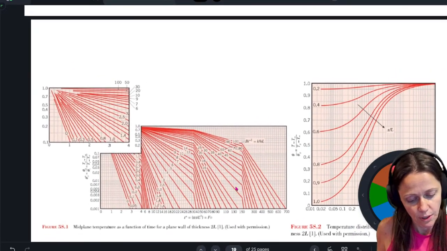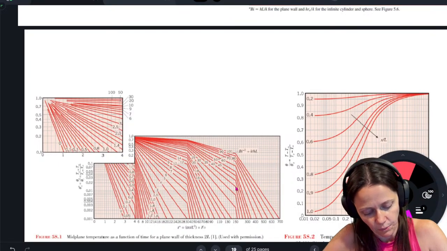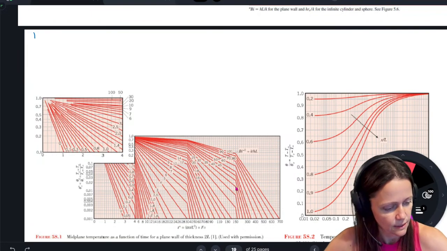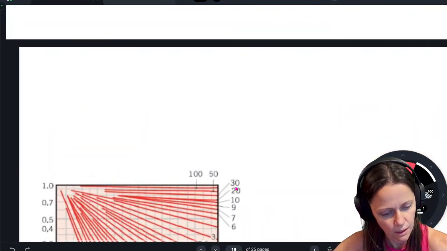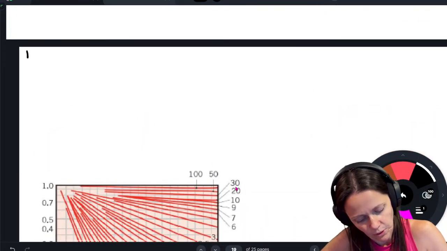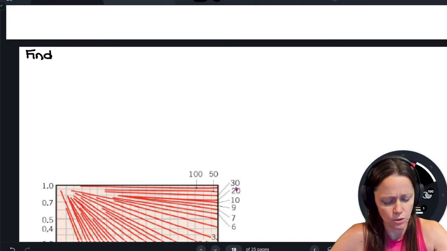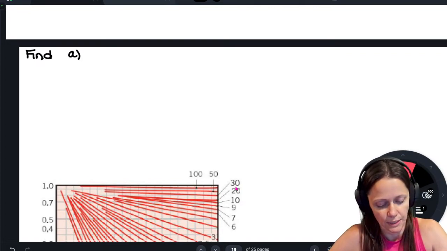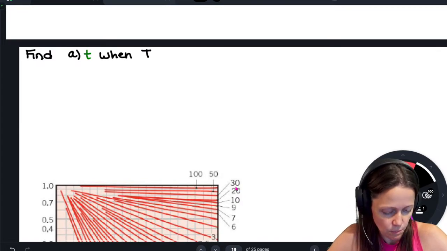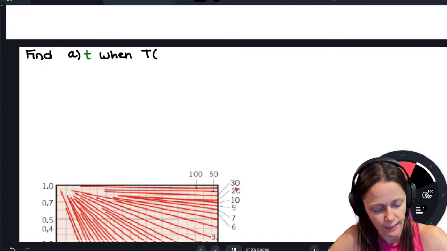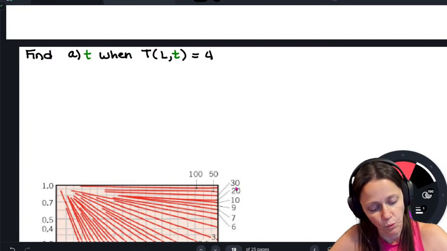Okay, so first thing I'm gonna do, remember I wanted to find the temperature, or the time. I wanted to find the time when the temperature at the surface at x equals L, and that particular time was equal to 42 degrees.